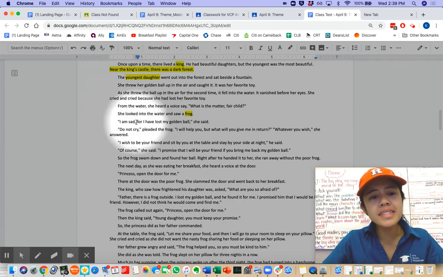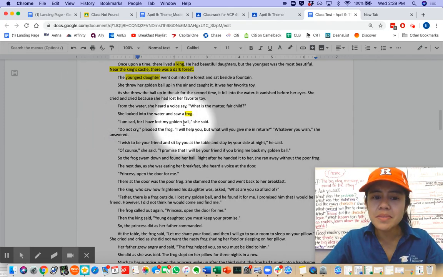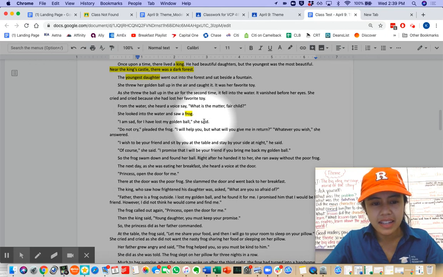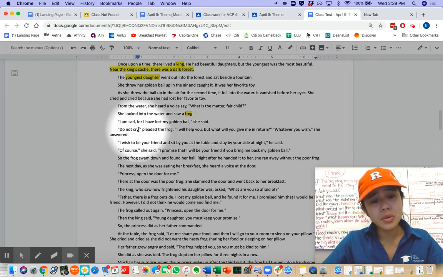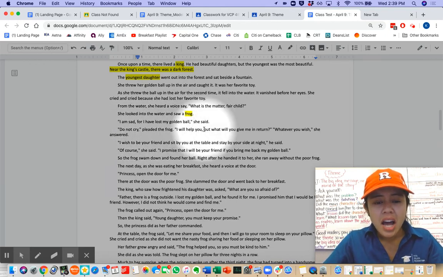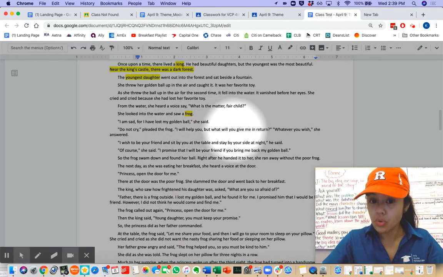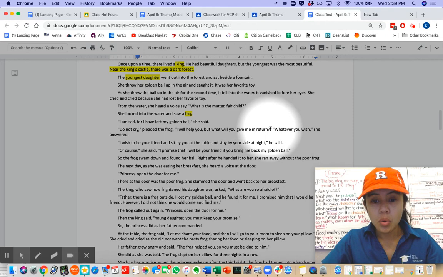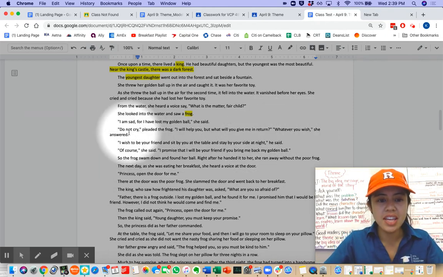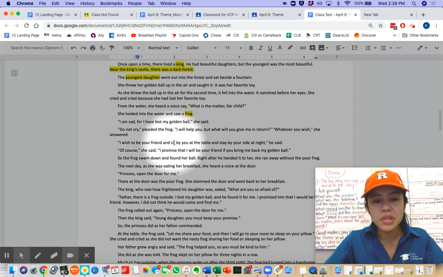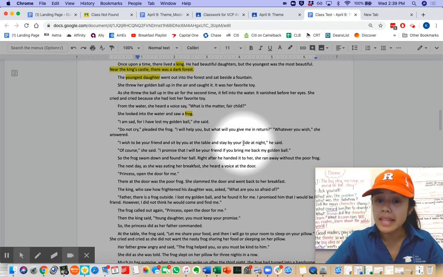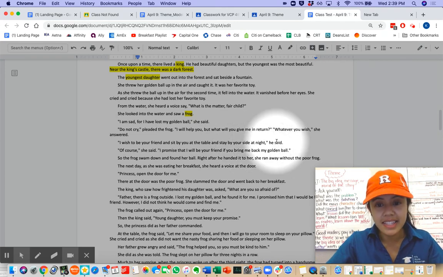"I am sad, for I have lost my golden ball," she said. "Do not cry," pleaded the frog. "I will help you, but what will you give me in return?" "Whatever you wish," she answered. "I wish to be your friend and sit by you at the table and stay by your side at night," he said.